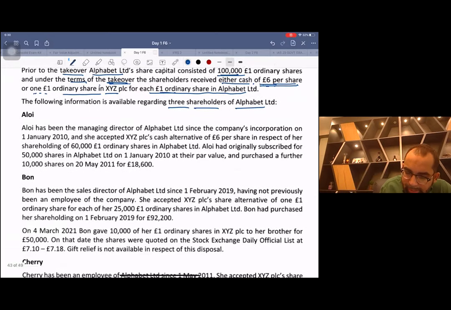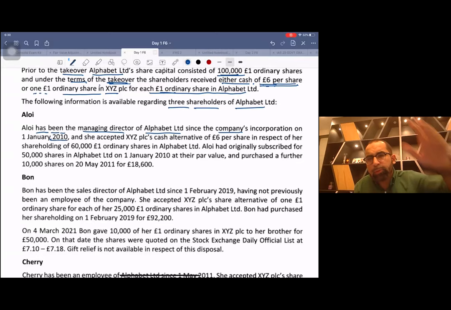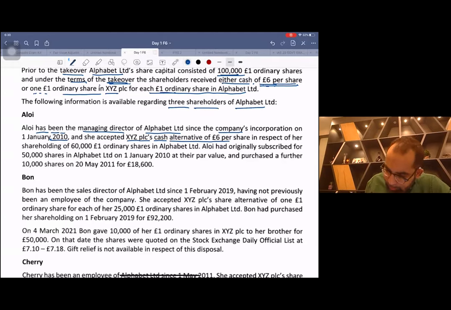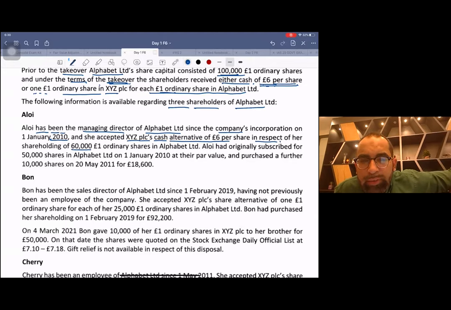Now, Alloy has been managing director, doing the job at Alphabet Limited, since the company's incorporation on 1st January, for years. Now, she accepted XYZ PLC's cash alternative. That means sold. Alloy received cash in respect of a shareholding of 60,000 out of 100,000. 60,000 means 60% holding. 60% is greater than 5%. Yes, BADR conditions have been met.